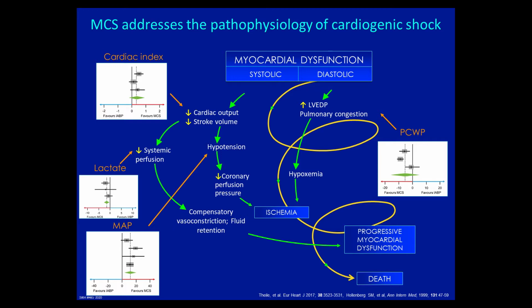They increase cardiac index. They decrease pulmonary capillary wedge pressure. They increase mean arterial pressure and address the hypotension. And actually, if you look at lactate as some measure of systemic perfusion, the lactates go down. So the pathophysiology of cardiogenic shock is addressed. This is great. So, do they work?